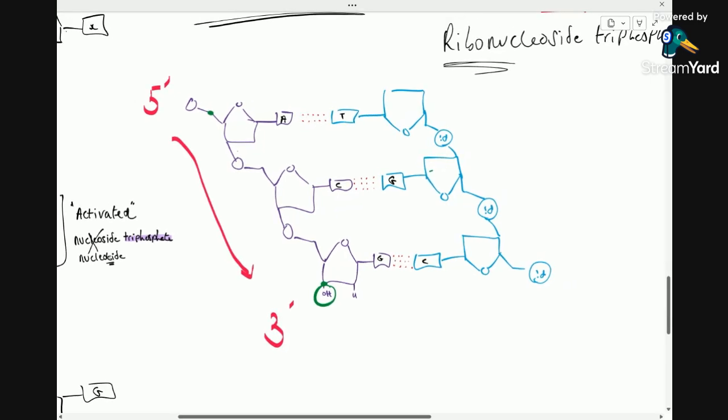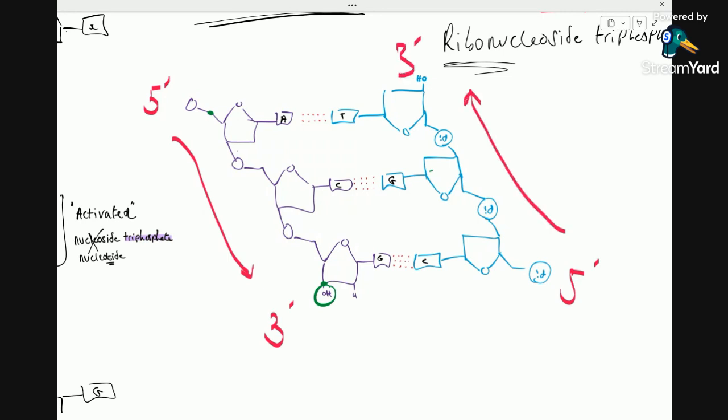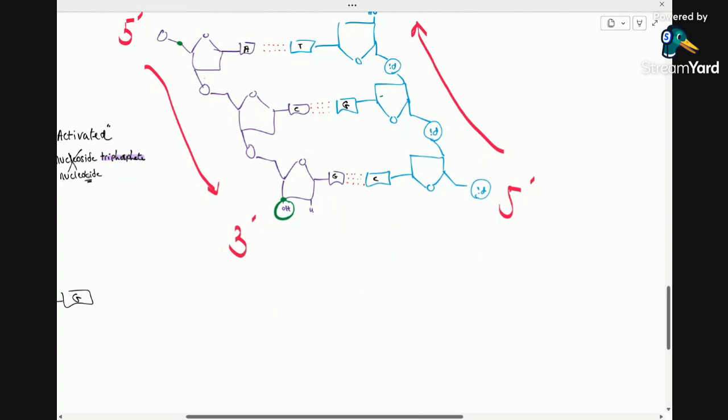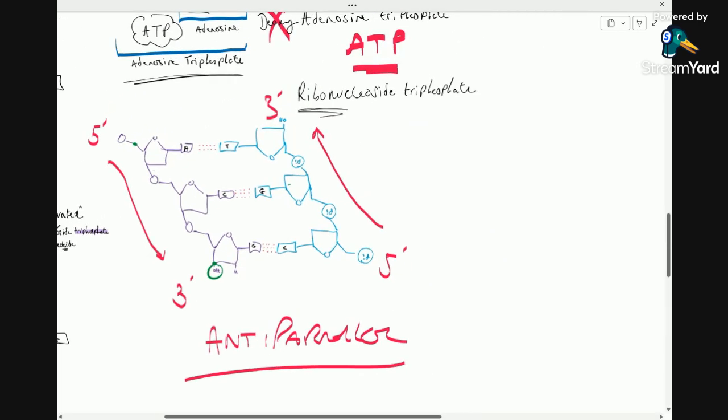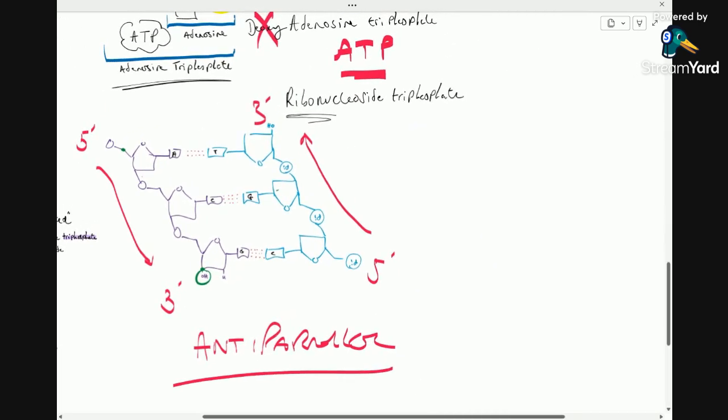But if I look for the same, don't forget this would be an OH group there. On the other strand, I've got my 5' phosphate down here, and I'm going in that direction to my 3' hydroxyl group there. Okay, so these strands in my double helix now are anti-parallel. Okay, anti-parallel, and you need to know that.